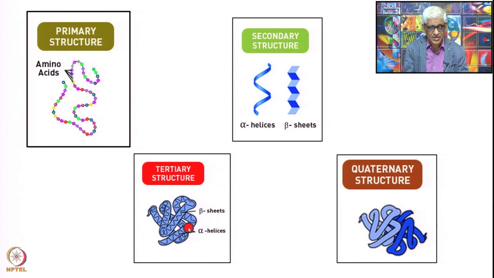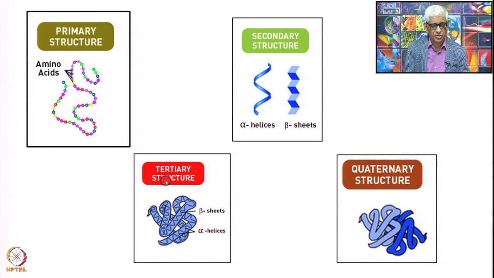You can have many helices here, then you can have beta sheets. A combination of all of these will form the tertiary structure. Of course, the chain can loop here, and those are called turns. In a particular molecule, there can be combinations of alphas and beta sheets, and there can be connections in between, and those are called loops. There can be turns there, these are also called turns.